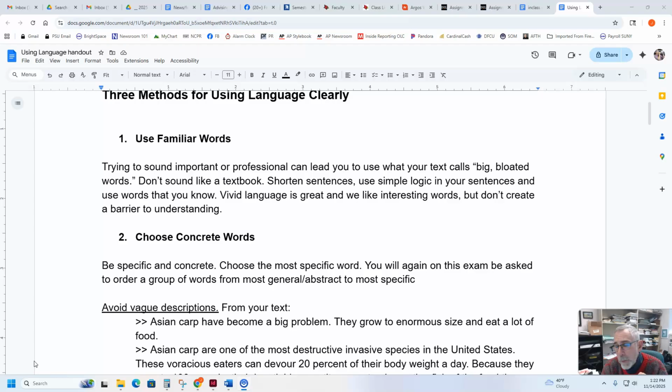Trying to sound important and professional can lead to what your textbook calls big bloated words. We don't want to sound bureaucratic. We don't want to sound artificial like a textbook. We want to shorten sentences and have simple logic. Vivid language is good, and we like interesting words, but we don't want to create a barrier to understanding, as it says here. But likewise, we don't want words that are just artificially complex.